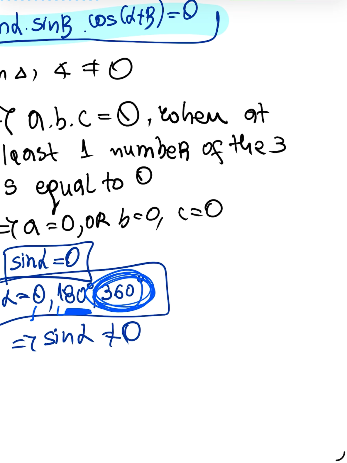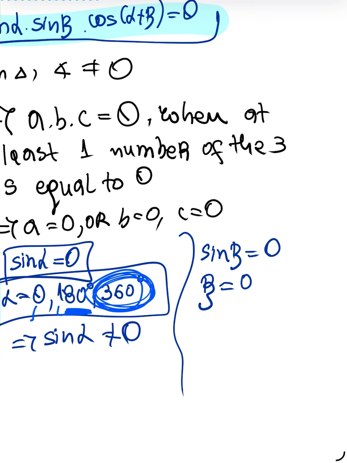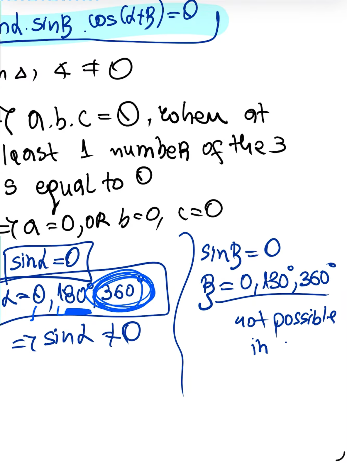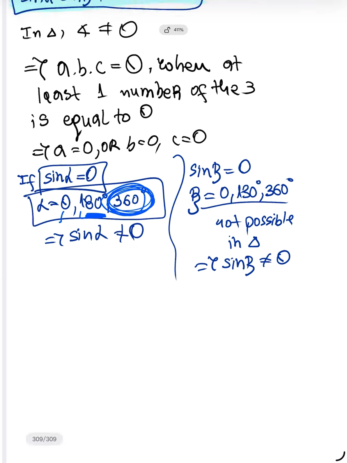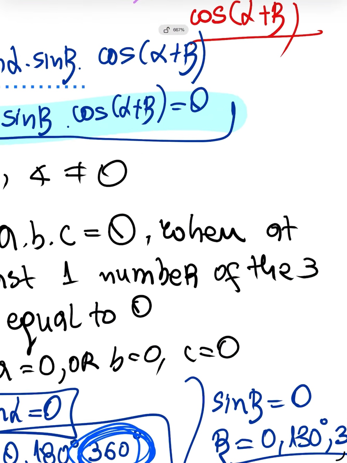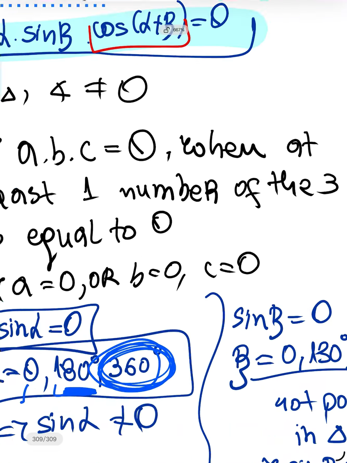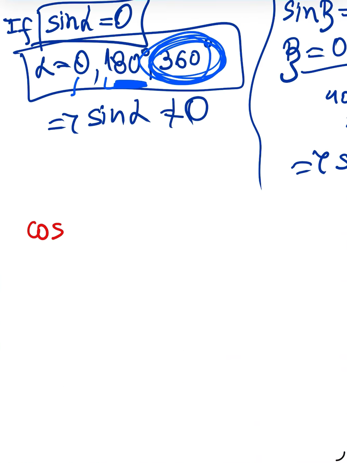Let's check the same for sinus of beta. It's the same as sinus of alpha. Beta is equal to 0, 180 degrees, 360 degrees, which is not possible in a triangle. Therefore, sinus beta is also different from 0. And now we have one last multiple, and this is cosine alpha plus beta. So cosine alpha plus beta to be equal to 0.